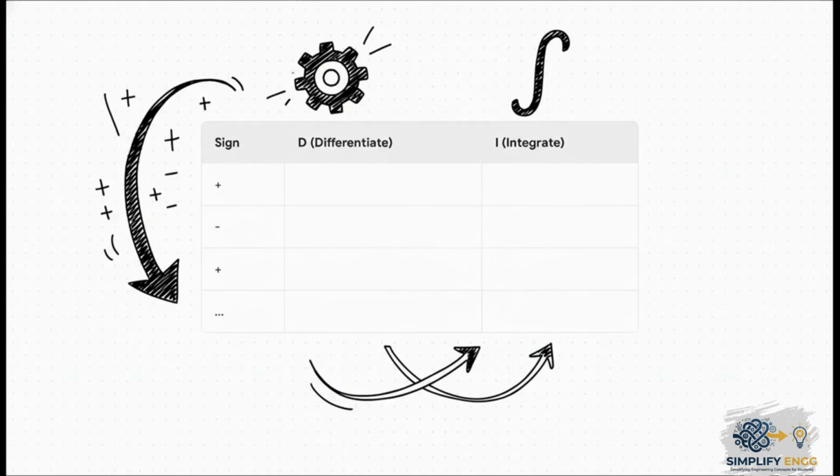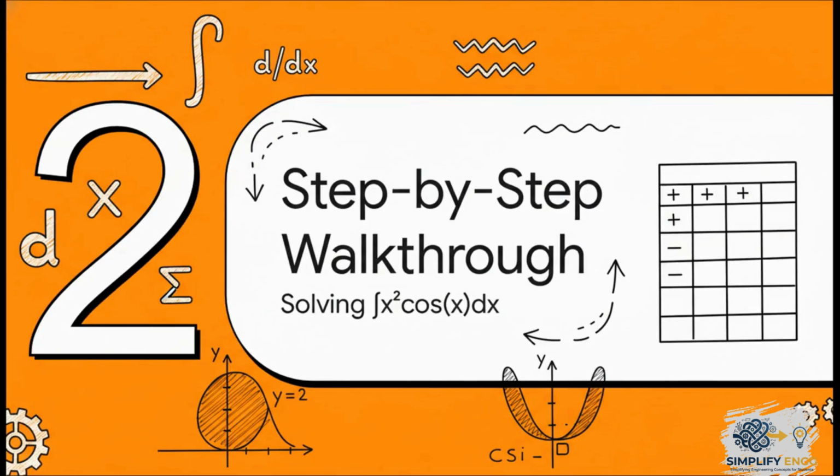And this is what that beautiful organization looks like. Seriously, it's just a simple 3-column table. That's it. First column, you just alternate signs. Plus, minus, plus, minus. Easy. The second column is our D column. That's for the part you're going to differentiate. And the third is the I column, for the part you're going to integrate. See? Super straightforward. Okay, theory is great, but the best way to really get this is to see it work.